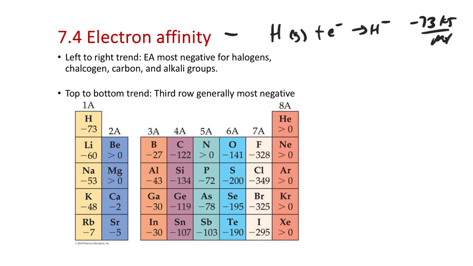If you consider the reaction like fluorine, so fluorine gas plus an electron goes to F minus. So this is the energy associated with an atom as a gas absorbing an electron, staying a gas. And so then fluorine's electron affinity is minus 328.